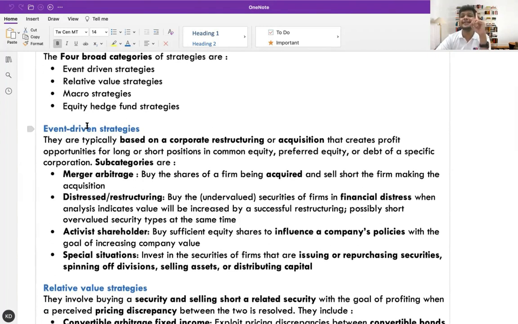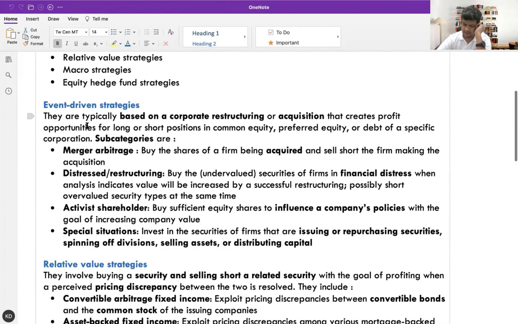So first, event-driven strategies. The name itself tells you something. Very easy. Event-based. They wait for an event. They bet on the event. So they enter before they feel that there will be an event. For example, merger arbitrage.